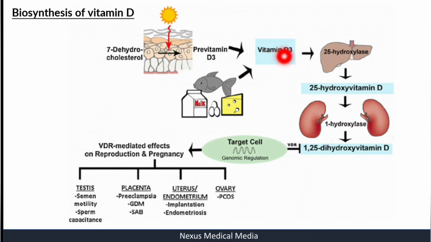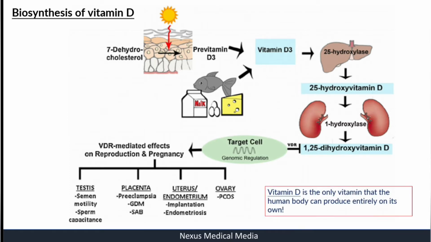So it will go to the liver and it will be acted upon by the enzyme 25-hydroxylase. So it's converted into 25-hydroxyvitamin D. This will go to the kidneys and will be acted upon by 1-alpha-hydroxylase, and it will be converted to 1,25-dihydroxyvitamin D. This is calcitriol.